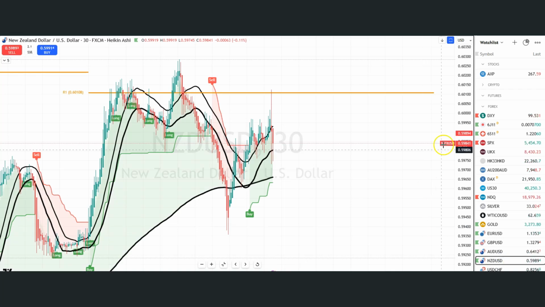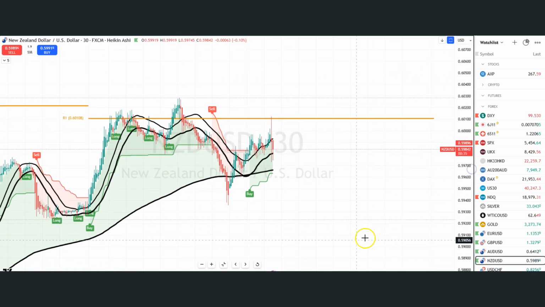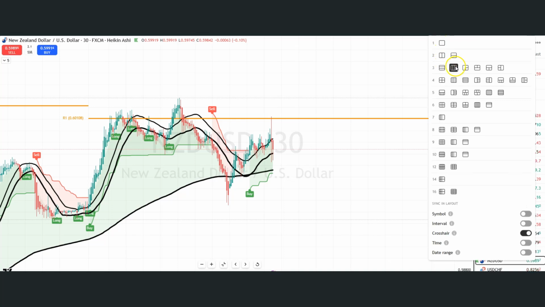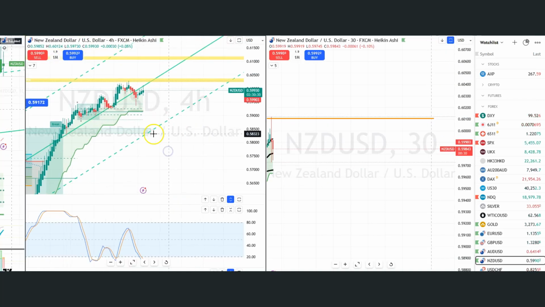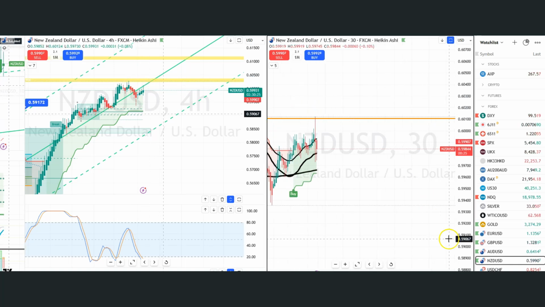New Zealand USD has the same pattern as the Aussie. Please don't trade both. They do exactly the same thing. The difference with this one is there's a bit of supply here right on the money, so there's not much room for this to go up.